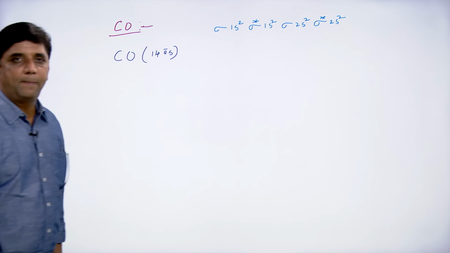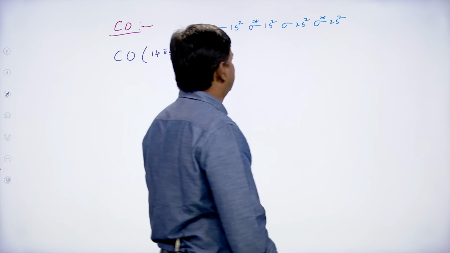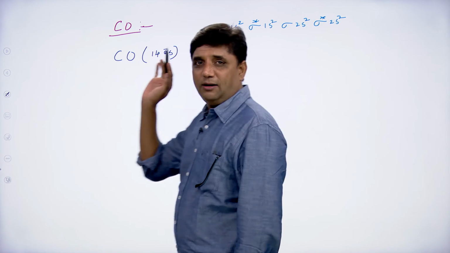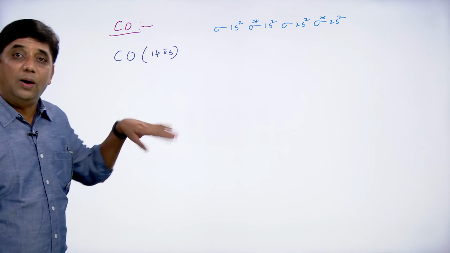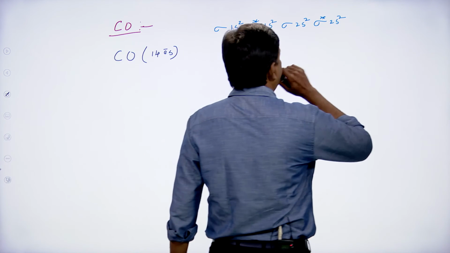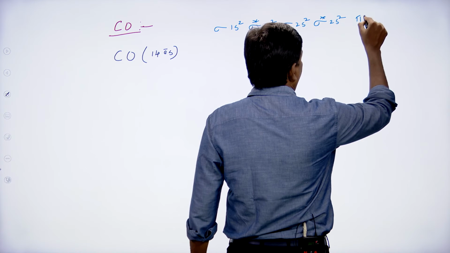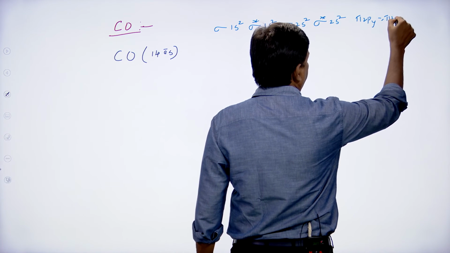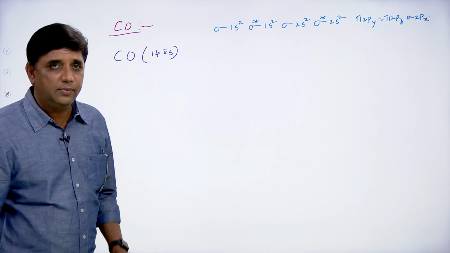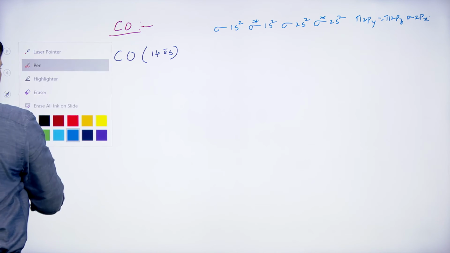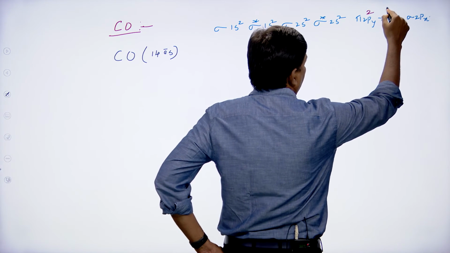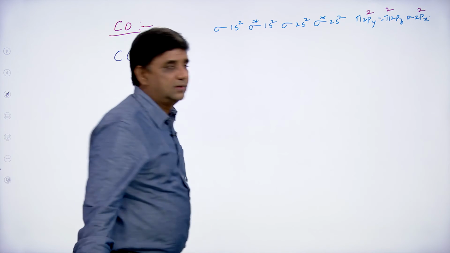8 electrons completed. Now 2 more electrons. Actually this is not the order, let us assume this is the order. Original order I will tell you. First let us assume this is the order: pi 2py is equal to pi 2pz and sigma 2px. Now we need to fill up the 14 electrons: 8, 10, 12 and 14 electrons completed.